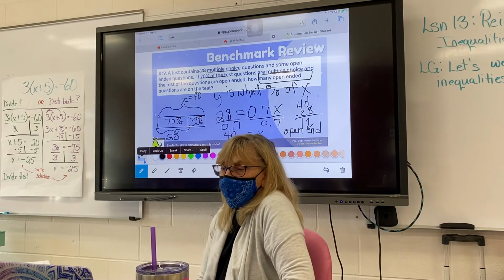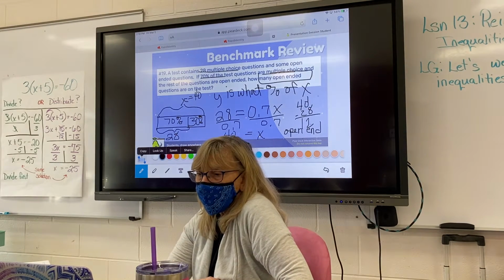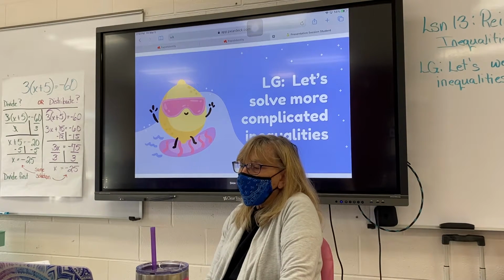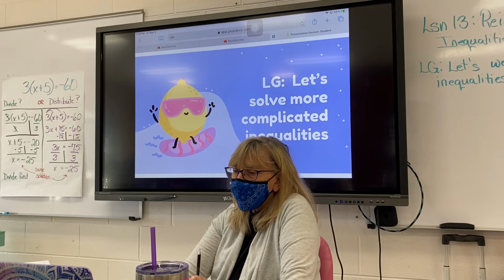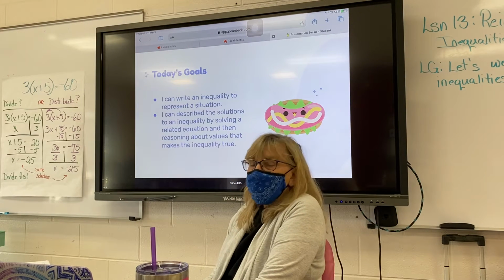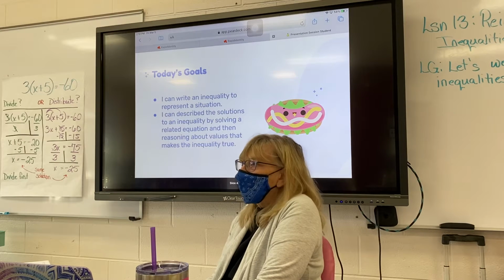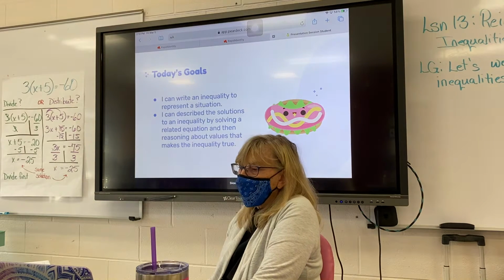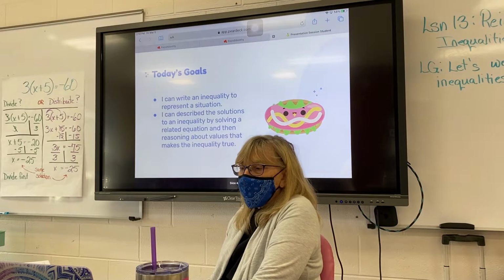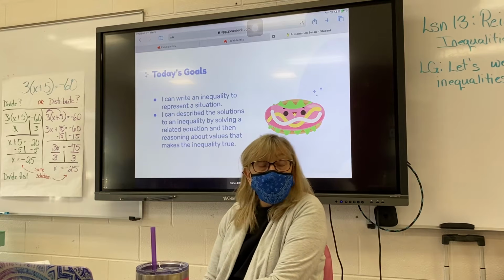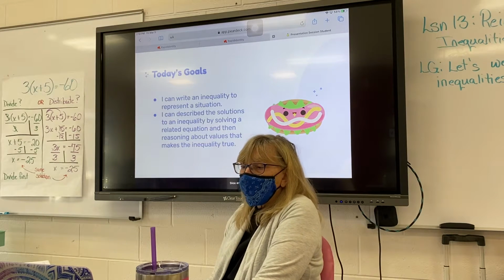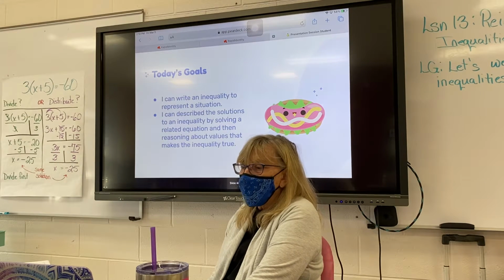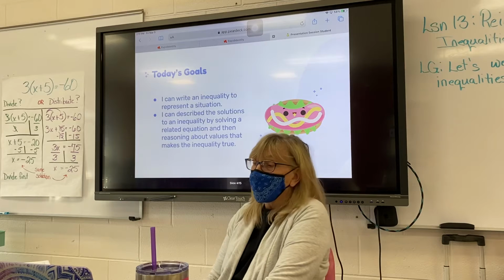So today's learning goal is let's solve more complicated inequalities. By the end of class, we are going to be able to write an inequality to represent a situation. We're going to be able to describe the solutions to an inequality by solving a related equation and then reasoning about values that make the inequality true.